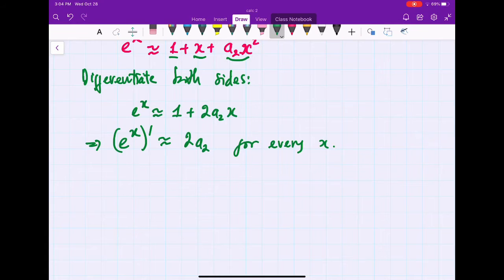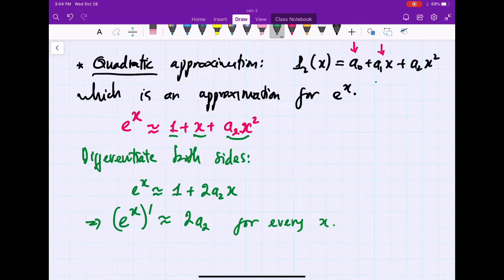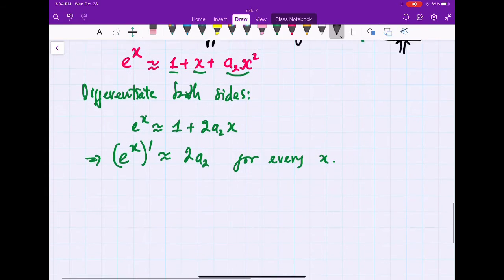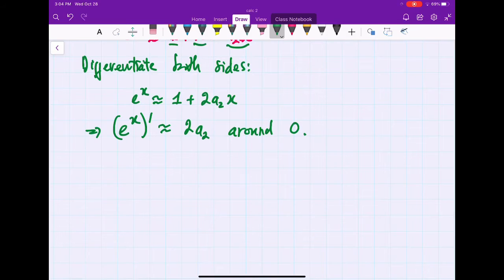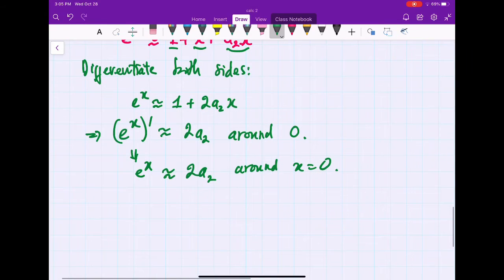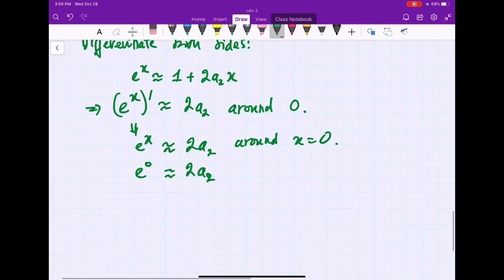Right? Oh, by the way, yeah, not for every x. So I think we are talking about x equal to 0. Sorry for that. We are talking about x equal to 0. I should write here, around 0, right? Around x equal to 0. So you look at this. e to the x is still e to the x. It is approximately equal to a2, right? Around x equal to 0. So when you plug x equal to 0 into this, you see e to 0 is approximately equal to a2. Or a2 is, okay, let's say 1 over 2.